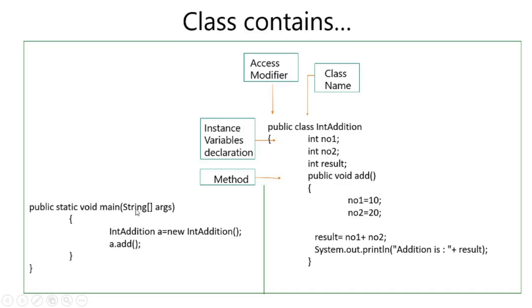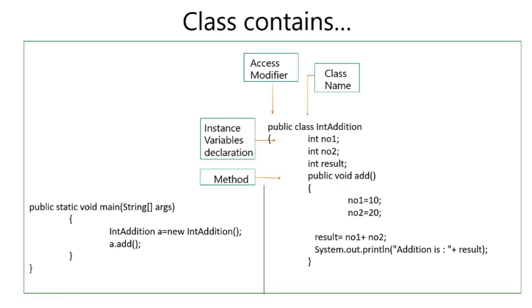So this class execution begins from the main function. In the main function, the object of the class is created, that is IntAddition a = new IntAddition. Here a is the object, and using that object this method is called. So a.add calls the method, and then the method will execute and display the output of this addition, that is 30. So this is just an example.